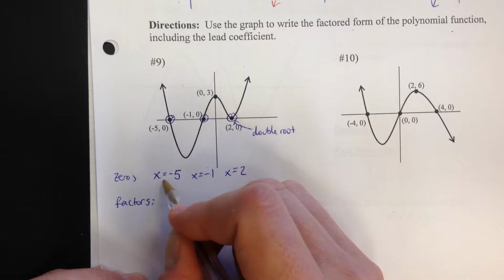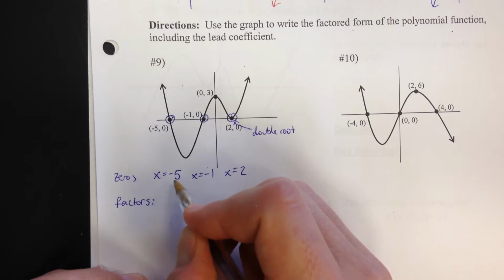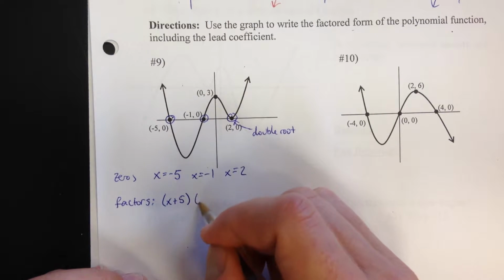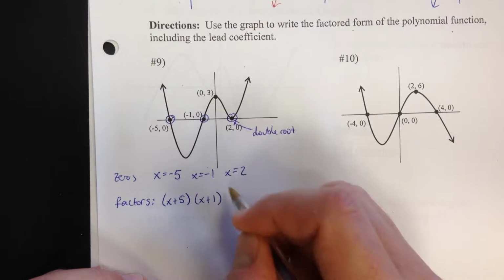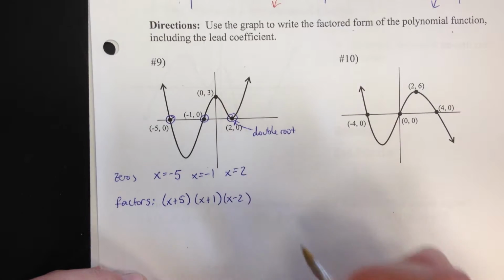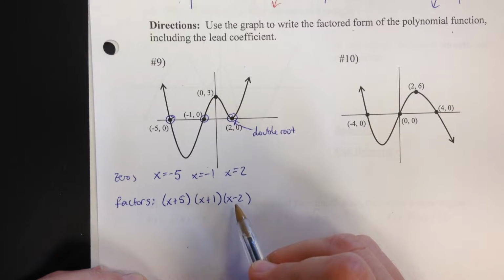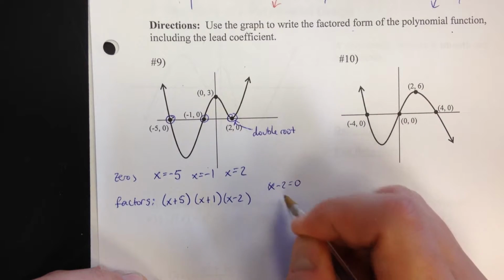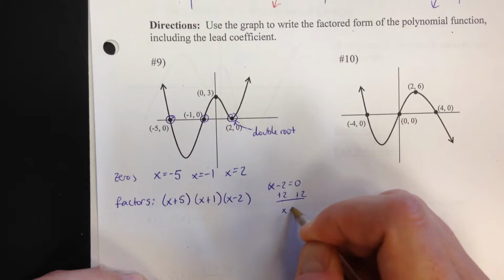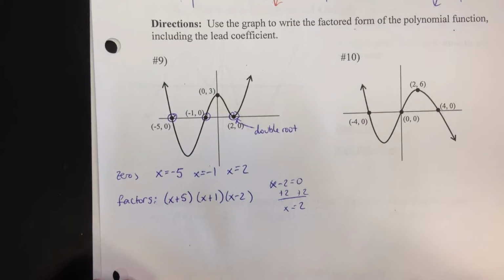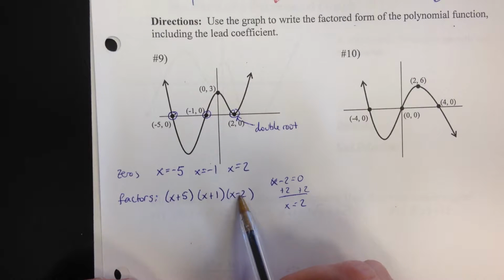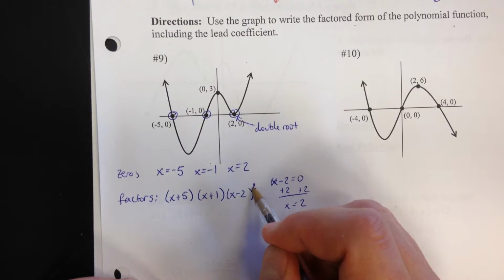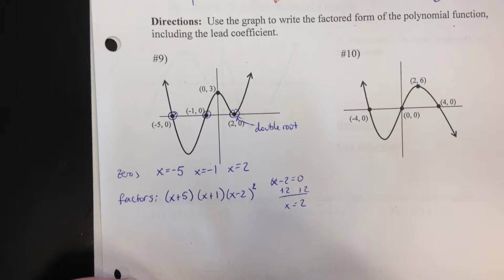Well, if I move the -5 back onto the left, I'd go +5. So the factors would be x plus 5, this would be x plus 1, and this would be x minus 2. And just to show you, if you're not sure about it, if I take x minus 2, set it equal to 0, and then I solve it, that's how I get x equals 2 for the 0. Okay, now, the x minus 2, though, that factor was for a double root. So I'm going to put an exponent squared for that.